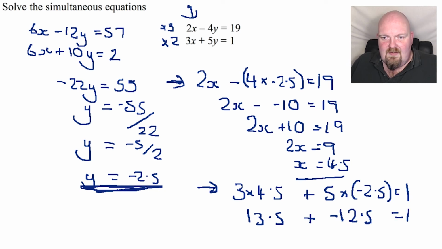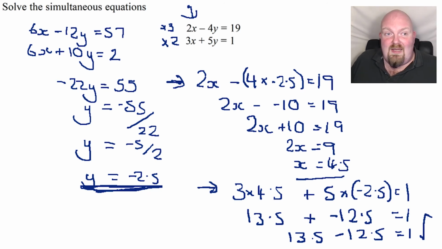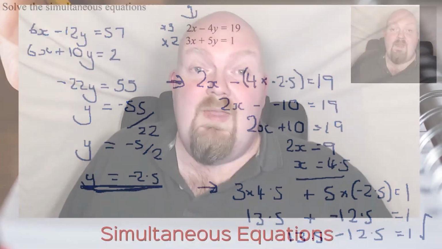Adding a negative is the same as subtracting. So what I'm saying is that it's 13.5 take away 12.5 equals 1. And in fact, it does. So I've checked it, I've confirmed it, and I know that I'm right. Okay? So that's the foolproof way of making sure that any simultaneous equations question you can solve, and that you can check it, okay? And once you've checked it, you know you've got those marks and you can move on.